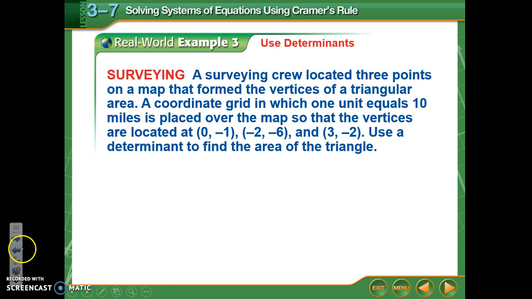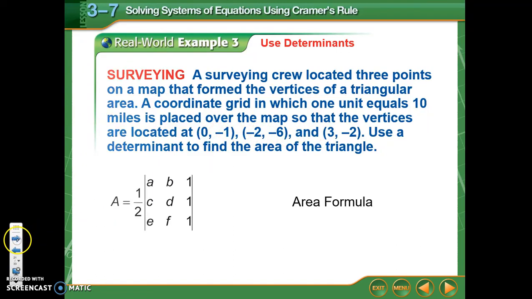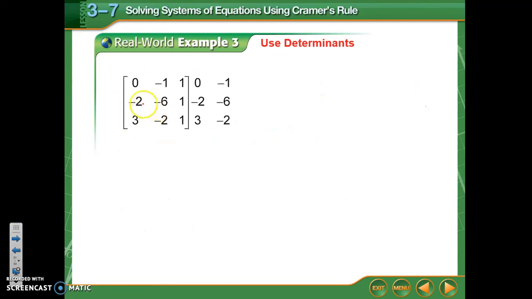So here we have a surveying crew who plots 3 points on the map that are the vertices of a triangular area. We're going to use a determinant to find the area of the triangle with these 3 vertices. So we're going to arrange them in our area formula. So here are my 3 ordered pairs that were the vertices of my triangle. Fill in the rest with 1s.